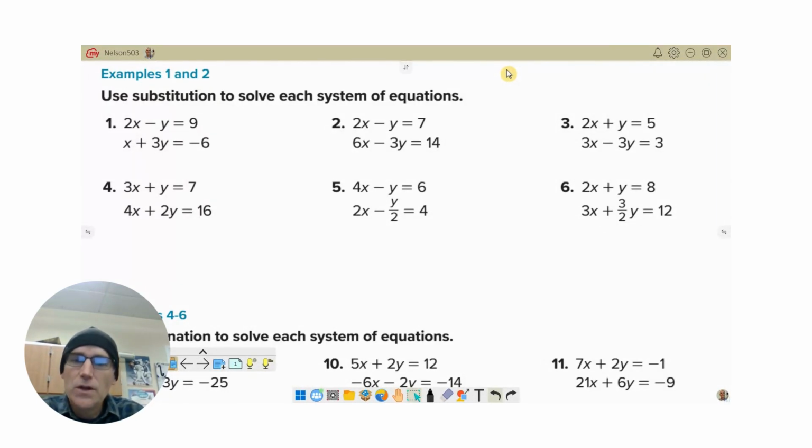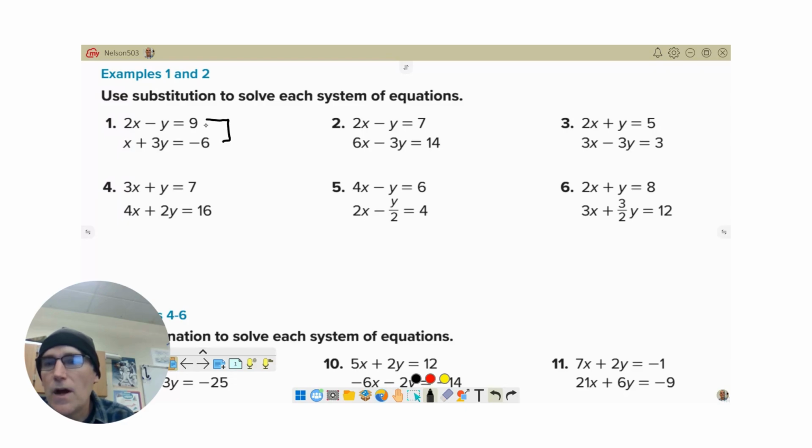I just wanted to show you, yesterday we did some solving by substitution, right? So if we look at the problems that the textbook claims are good substitution problems, none of these equations here are solved for a particular variable. So I think what they're doing is they're giving you a choice. Do you want to solve the top one for a particular variable or the bottom one?